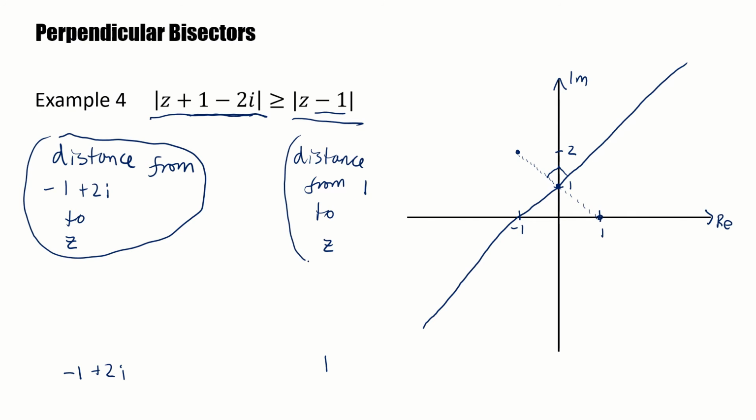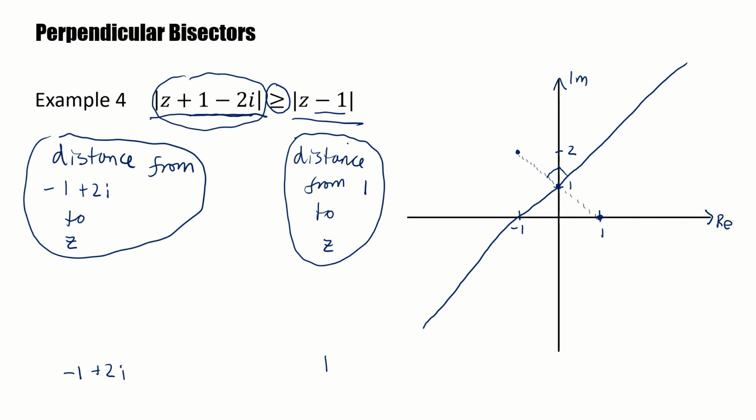And the points z are the ones we're going to be indicating in the diagram, the ones we're going to be shading. So if we're saying the distance from -1 plus 2i to the point z that we're shading has got to be greater than or equal to the distance from 1 to z, that means we want our point z to be further away from -1 plus 2i than it is from 1, because the distance between z and -1 plus 2i is greater than it is from 1 to z.